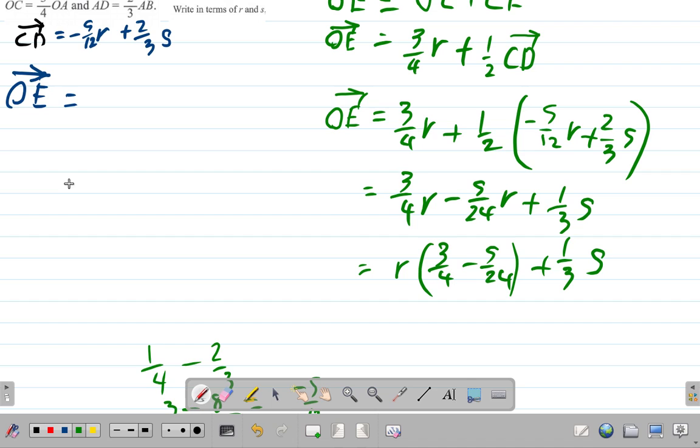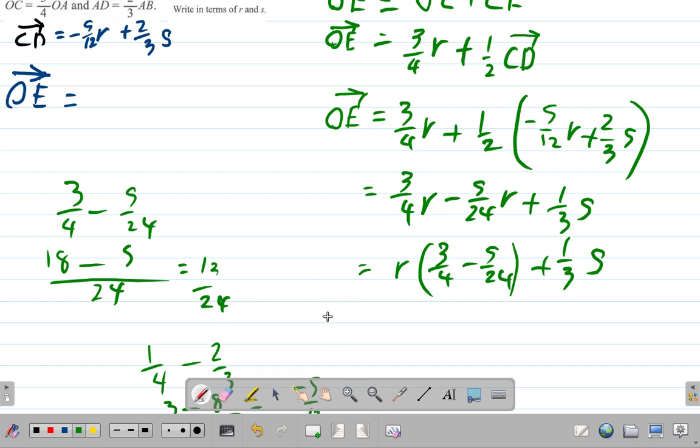But let's calculate the 3/4 business, so 3/4 minus 5/24, how much? LCM is 24, 4 into 24 is 6, 6 times 3 is 18, minus 24 into 24 is 1 time, 1 times 5 is 5. 18 minus 5, how much? 13. So 13/24. So OE equals 13/24 R plus 1/3 S.